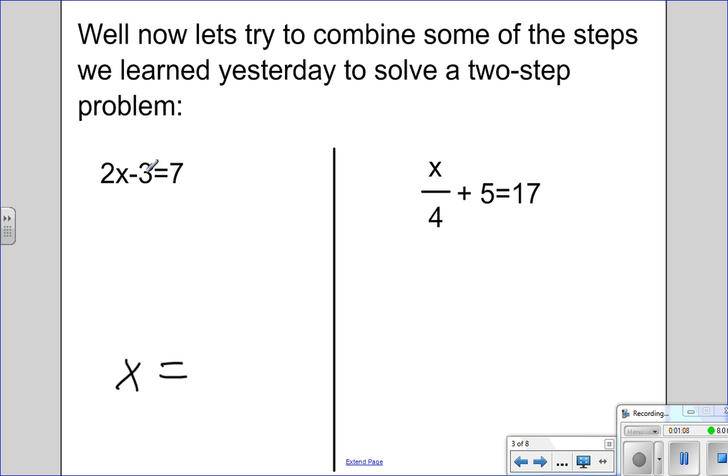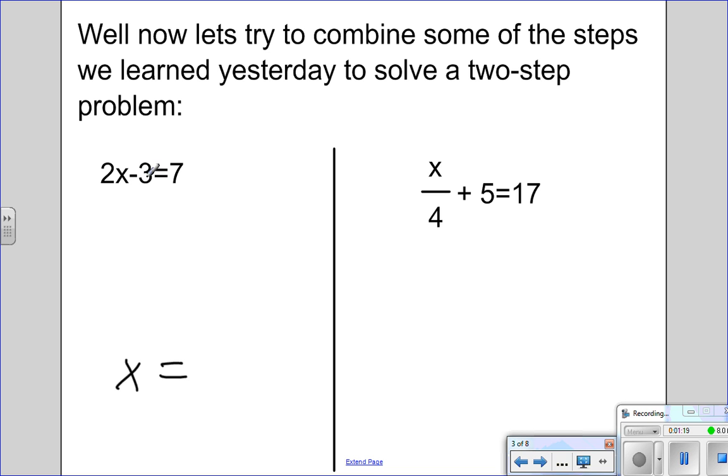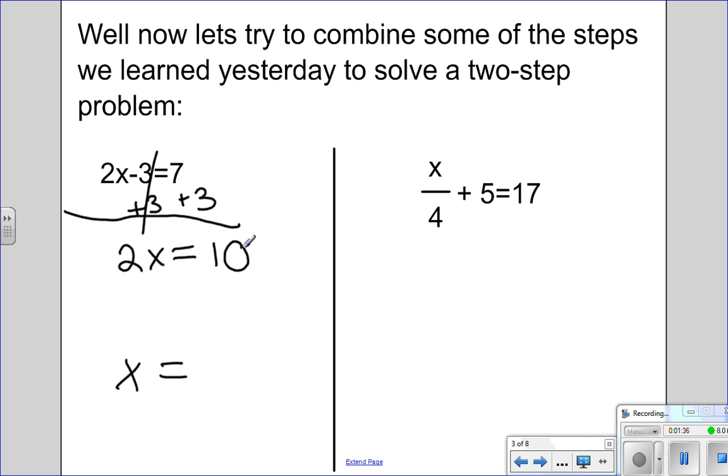But notice I've got this minus 3 right here. And if you look back for a second, it says we have to get rid of the term without the variable first before solving. So that means I have to get rid of this minus 3 first. So to do that, I do the inverse operation and I add 3 to both sides. And those cancel out, and now I'm left with 2x equals 7 plus 3, or 10. All I did was I added 3 because I got to get rid of that term first because there is no variable attached to it.